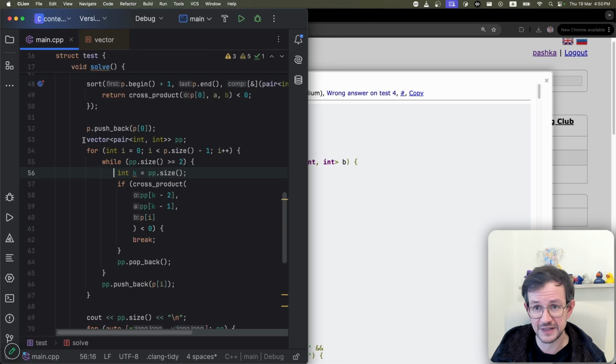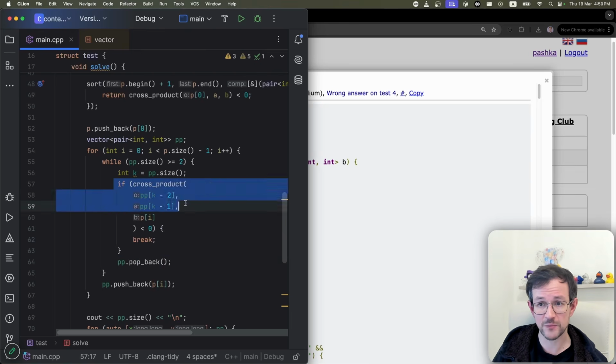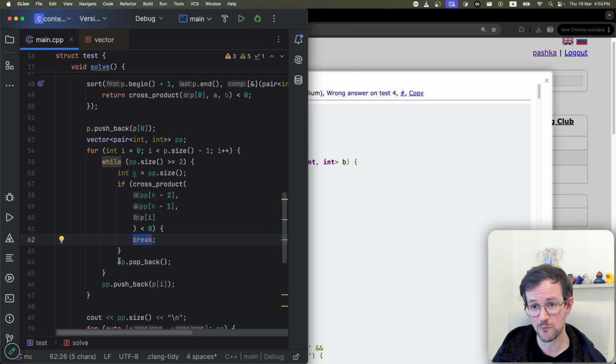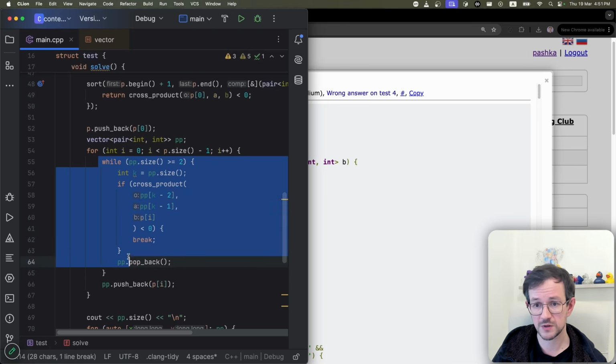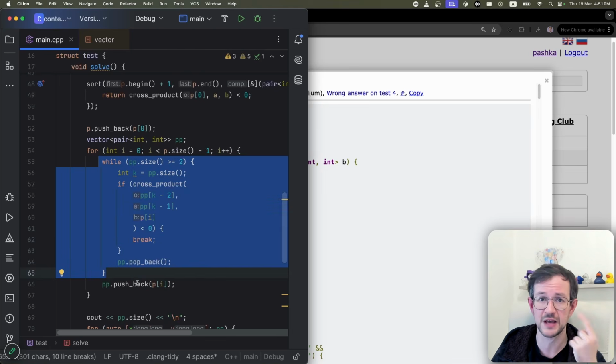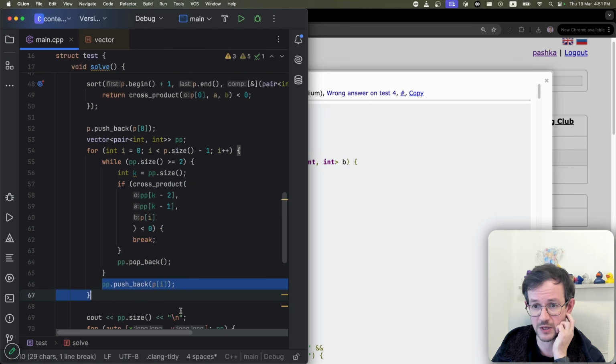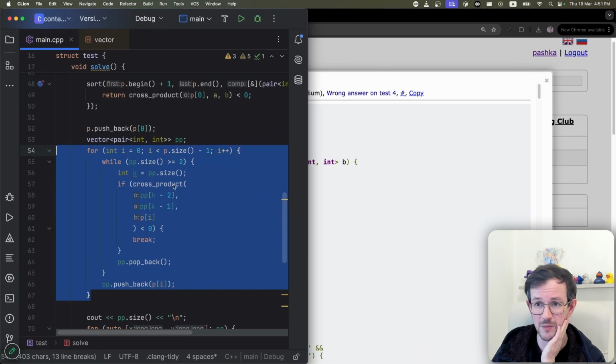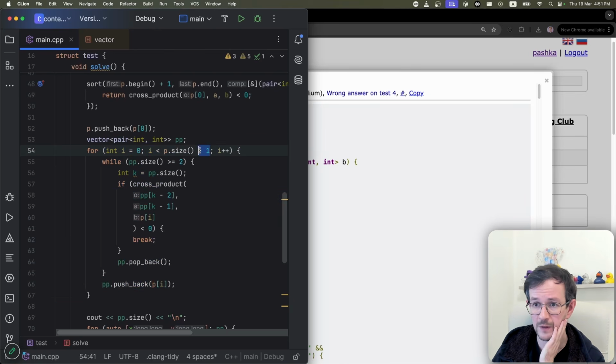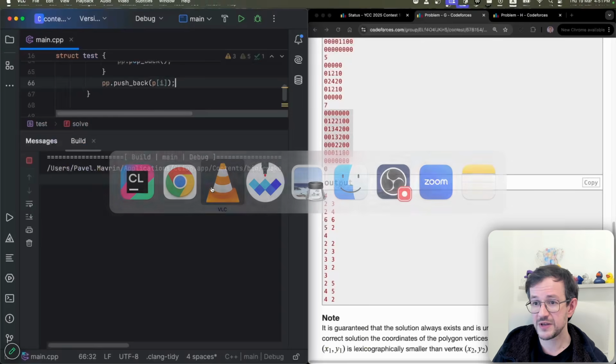So I have the stack here. I pop all the points if they have the incorrect sign of the vector product. If the vector product has the correct sign, I break from this while loop. If it is incorrect, I pop it and continue. So this while loop pops everything which is definitely inside the polygon. And then I push the point. So that's basically the Graham algorithm. This -1 should not be here, but it doesn't matter. I will fix it.